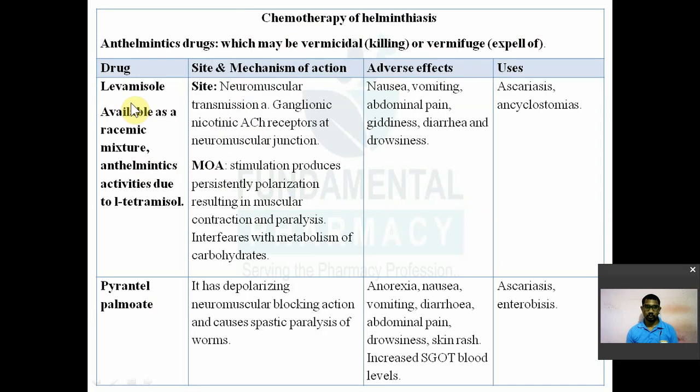Levamisole. Okay. The first drug is known as levamisole, and it is available as a racemic mixture. It is a racemic mixture of L-tetramisole and D-tetramisole. So this anthelmintic levamisole is a racemic mixture. These are its two isomers, L-tetramisole and D-tetramisole, and they are present in equal proportion because it is available as a racemic mixture.